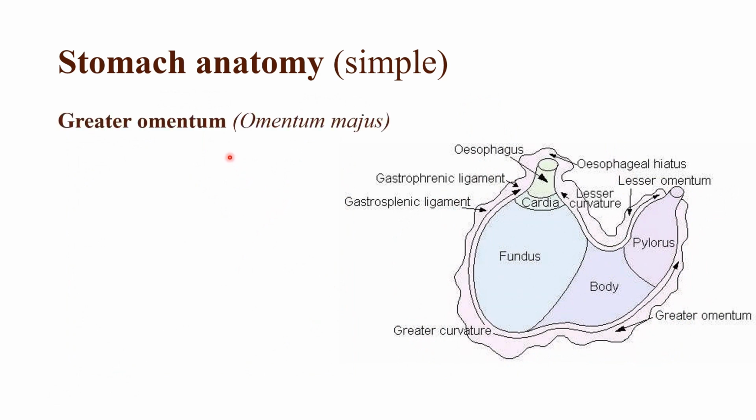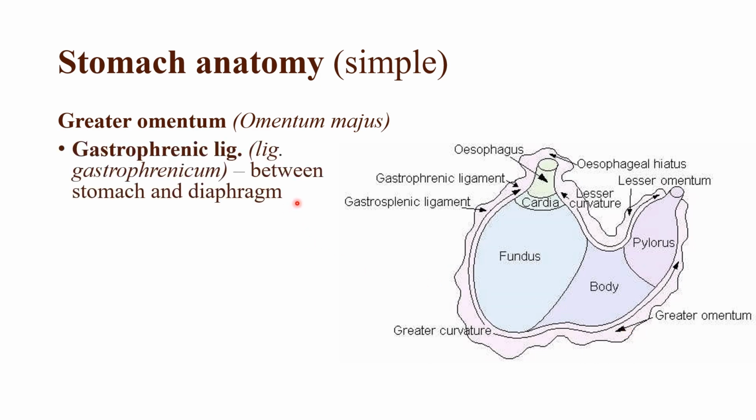So, some more anatomy. We have the greater omentum, which is basically a different type of lipoidic structure. So basically fat that is attached to the greater curvature of the stomach. It looks like a net almost, that's made up of white fat. And in that structure, there are two ligaments in the greater omentum.